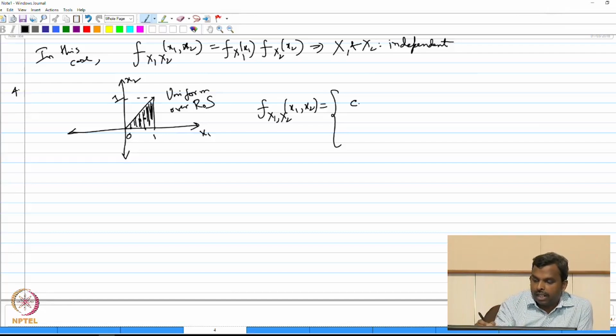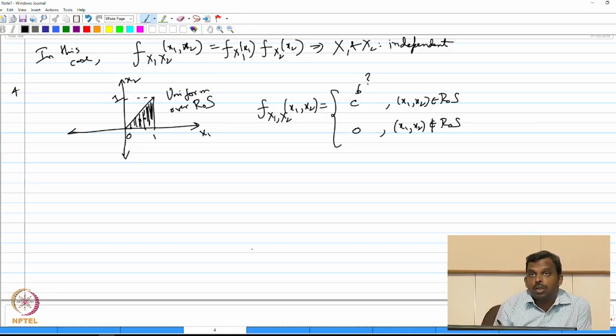So it will take some value for x1, x2 in the region of support, and 0 for x1, x2 outside of the region of support. Okay, so this I know. Now what should be this constant? How do you determine this constant? You have to integrate over the region of support, this guy, and equate it to 1. So this will determine C.